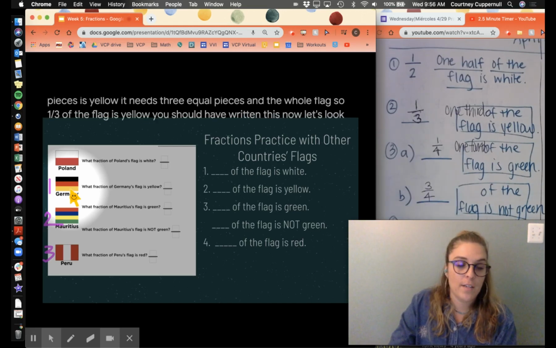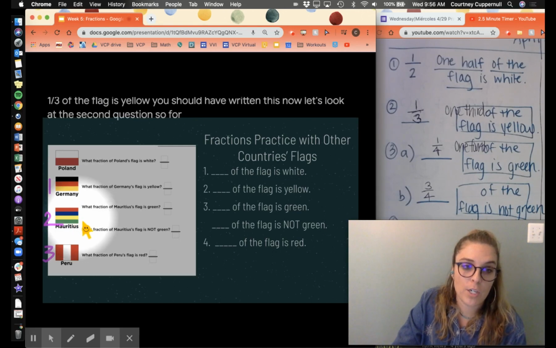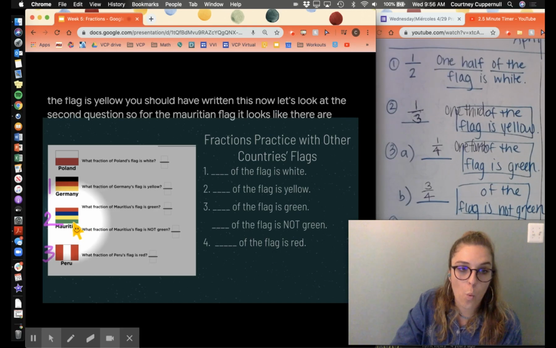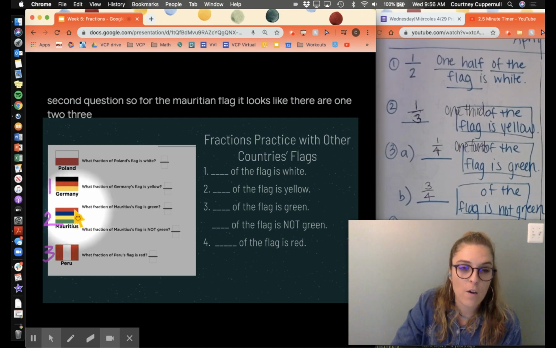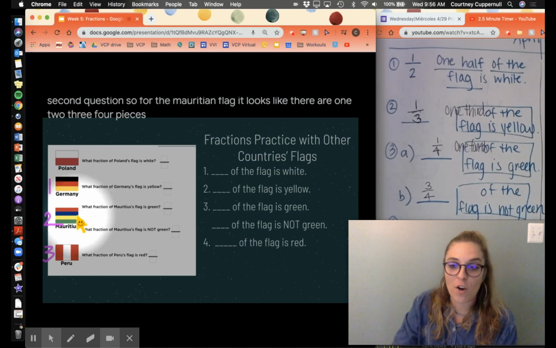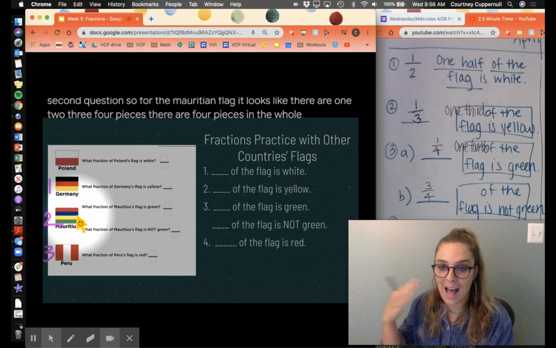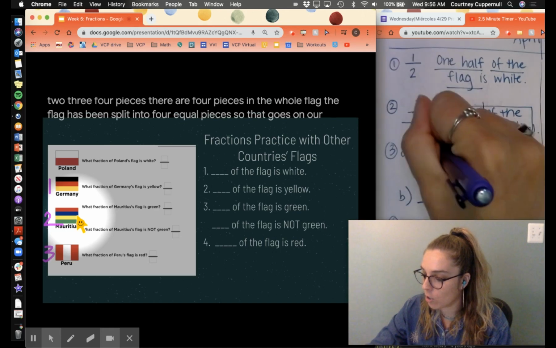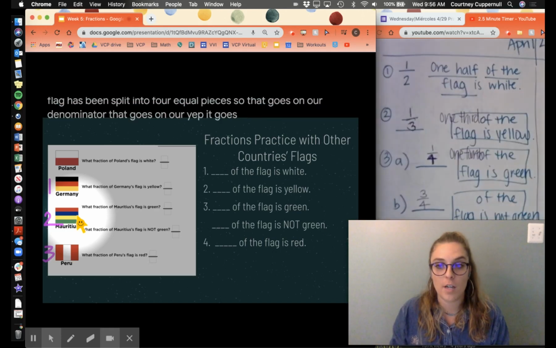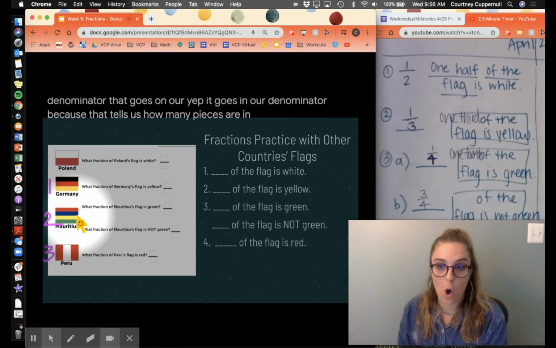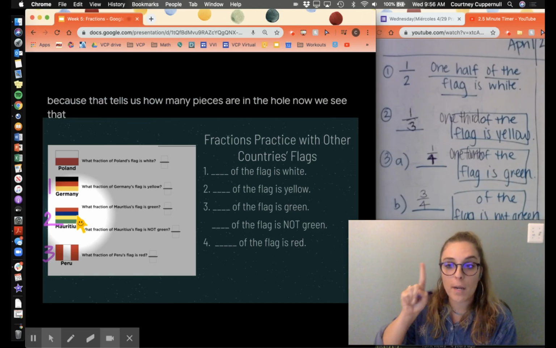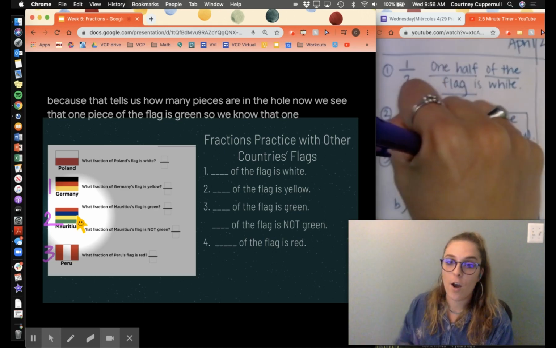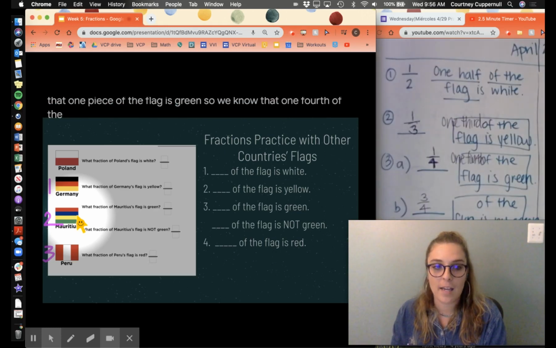Now let's look at this second question. So for the Mauritian flag, it looks like there are 1, 2, 3, 4 pieces. There are 4 pieces in the whole flag. The flag has been split into 4 equal pieces. So that goes in our denominator because that tells us how many pieces are in the whole. Now we see that one piece of the flag is green. So we know that 1/4 of the flag is green.